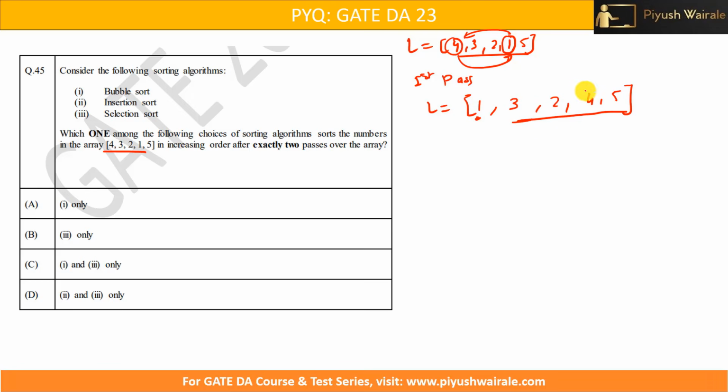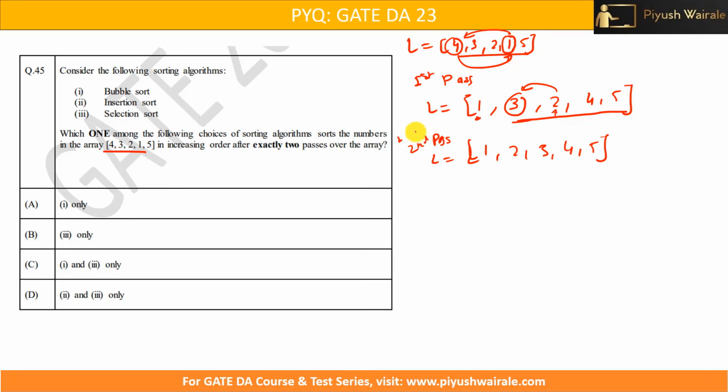Now again I need to find the lowest element among these 4 elements, and swap it with 3. If I find that 2 is the lowest element, then I will swap 2 with 3. So in the second pass, what will I get? Second pass: 1, 2, 3, 4, 5.